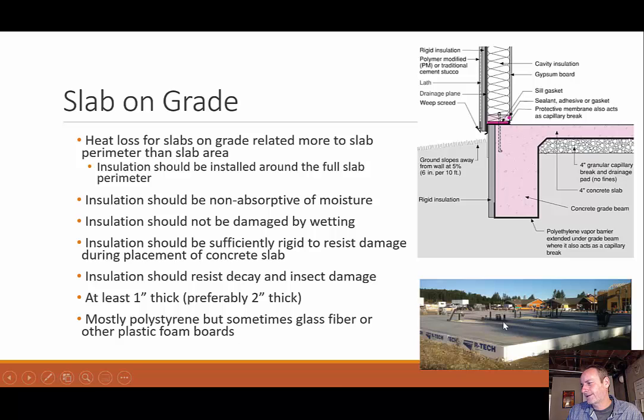And here I see it in place with this slab on grade and my insulation around the outside. Of course, that goes down into the soil as well. I'm just seeing the little top part of it, right?